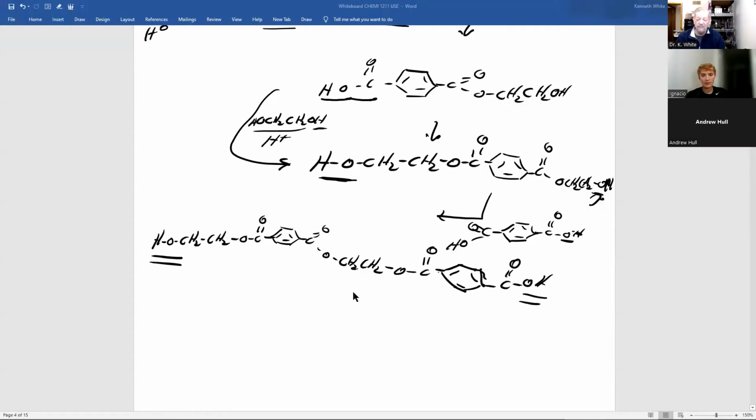But anyways, polyesters. They play an important role in our life by this repeating unit esterification to make that polymer.